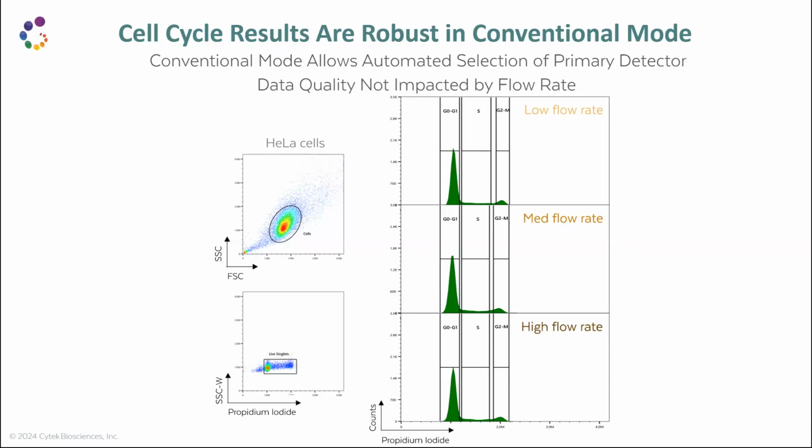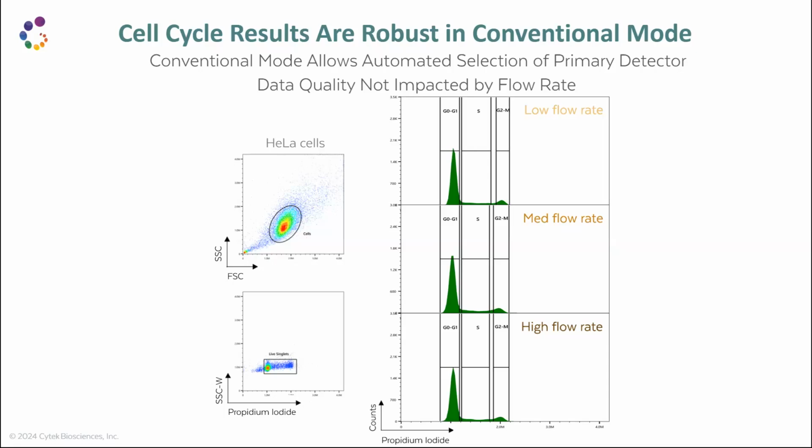Important as well in this particular case, I'm showing you on the right 3 histograms. The one on top, samples run at low flow rate, medium flow rate, and high at the bottom. What I also want to highlight is the data quality, the tightness of those peaks: first peak G0, G1, then that plateau S phase, and then G2/M, the other peak. They are very tight no matter how fast you're running. So data quality is clearly not impacted by the flow rate, as we are seeing in this example with HeLa cells.